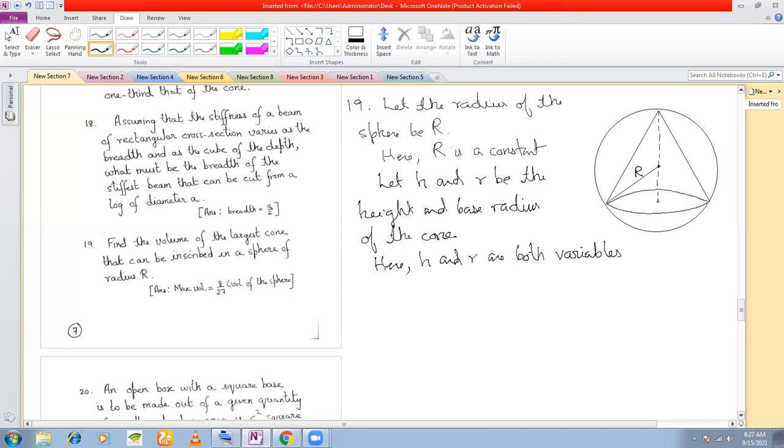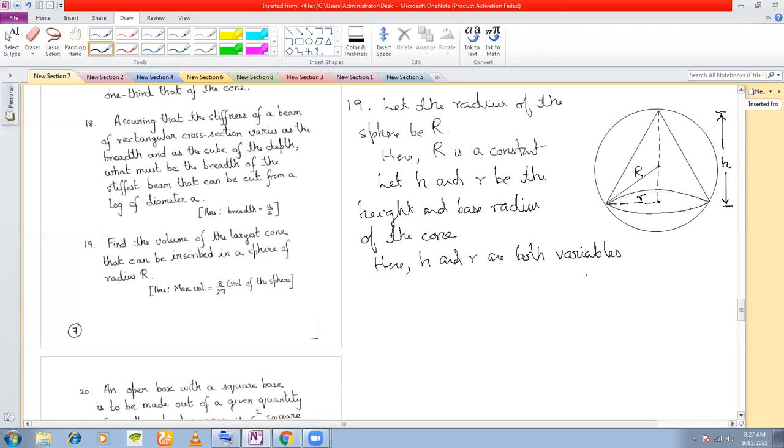Okay, you need to find out the volume of this cone such that it is the maximum. So what you do here is let's label this. We have taken the base radius here to be small r, right? And we have taken the height of this cone to be small h, right?